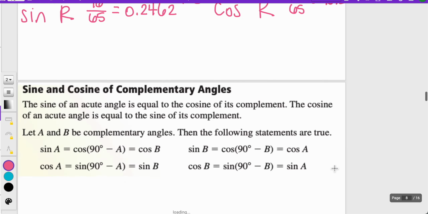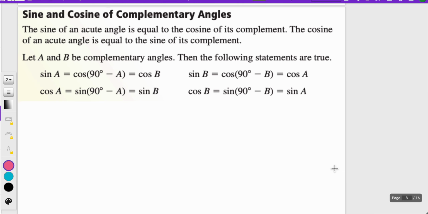Sine and cosine of complementary angles. This is another thing we're going to be looking at. The sine of an acute angle is equal to the cosine of its complement. So the cosine of an acute angle is equal to the sine of its complement as well. So it's almost like you're trading in and out here.